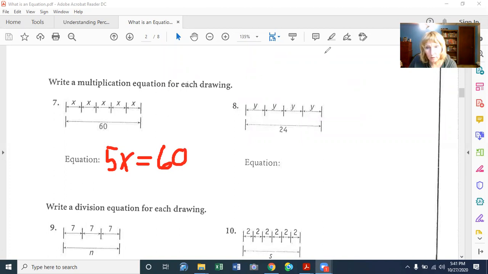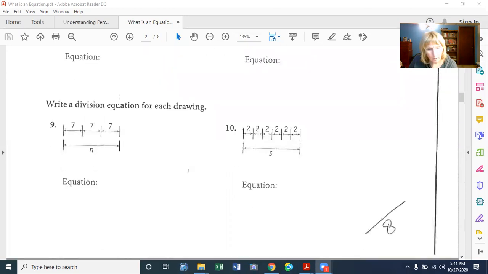Let's look at the division one. Number 9. So what are we doing here? Well, we have a total of n, and we're dividing it into how many parts of 7? 3 parts of 7. So we could say the total of n divided by 3 parts is equal to 7 with each part. Okay, division's a little bit different, got to think through that one a little bit more. Let's clear.